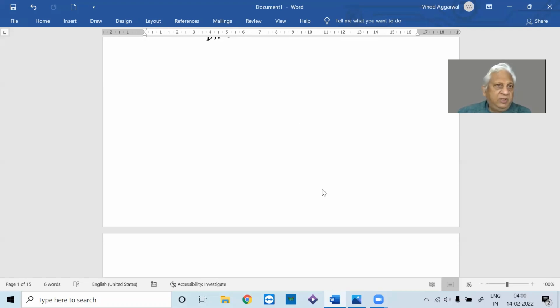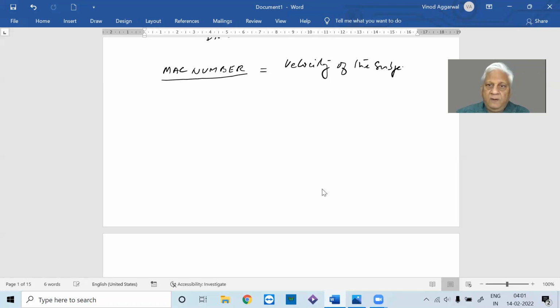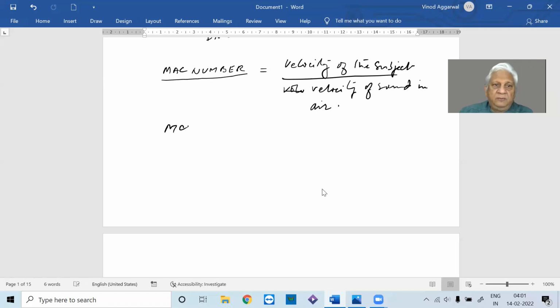Many a times you must have heard, if you're an aircraft enthusiast, there's a term called Mach number. Actually, it appears in many places in physics also. What is Mach number? Mach number is basically a ratio of velocity of the subject to the velocity of sound in air. So if I say this plane is flying with a Mach number of 2, it means it is flying twice as fast as speed of sound in air.